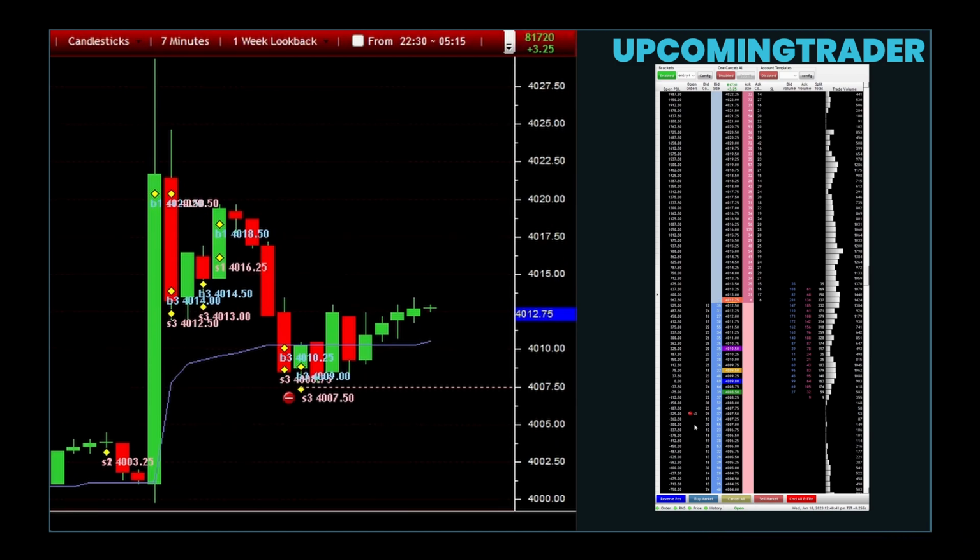Similarly, wicks appearing at the top of red candles in a downtrend could indicate that buyers are stepping in, and the downtrend might be losing strength. Paying attention to these wicks is crucial because they provide early warnings of potential shifts in market momentum.